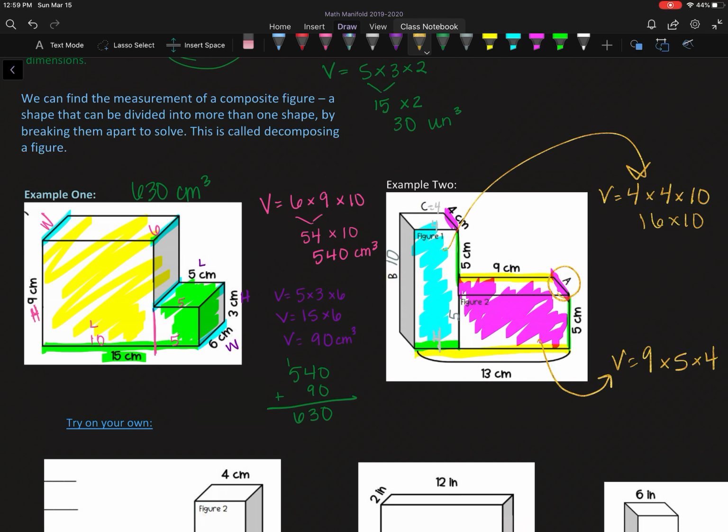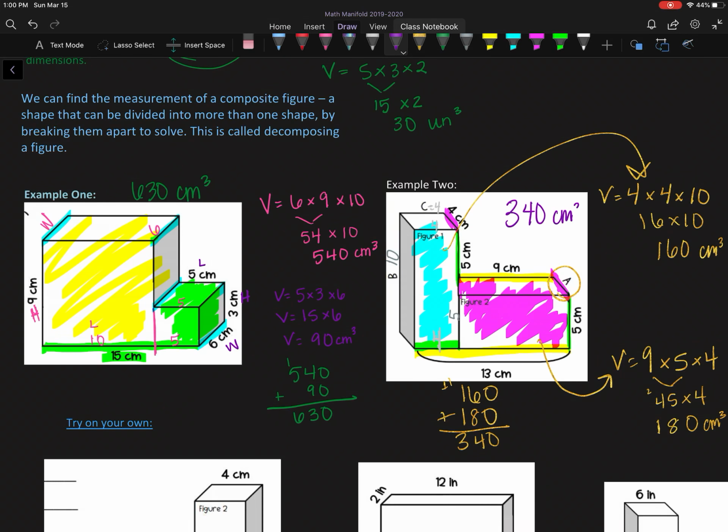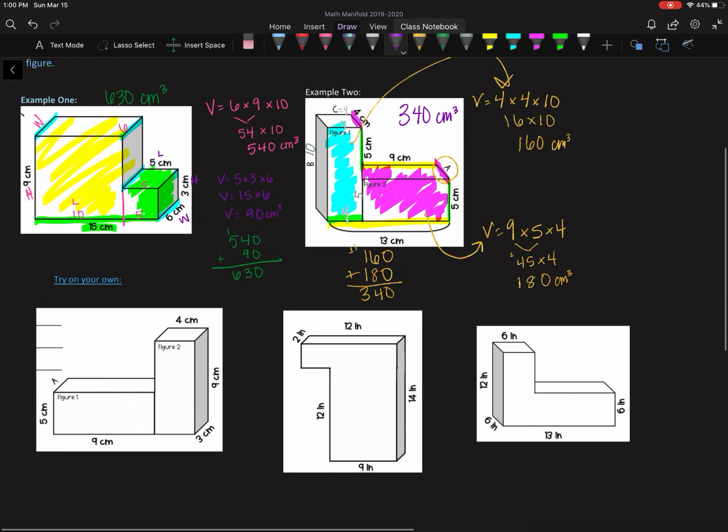4 times 4 is 16, times 10 is going to be 160 centimeters cubed. Then we've got 9 times 5, which is 45, times 4. 4 times 5 is 20. I'm going to carry my 2. 4 times 4 is 16, plus 2 is 18. So I have 180 centimeters cubed. And now I want to add these 2 volumes together. 160 plus 180. 0, 4. So we would have a volume of 340 centimeters cubed.